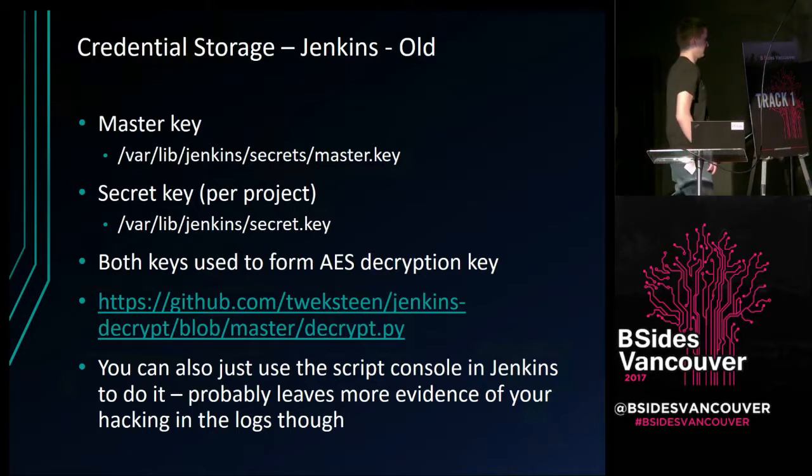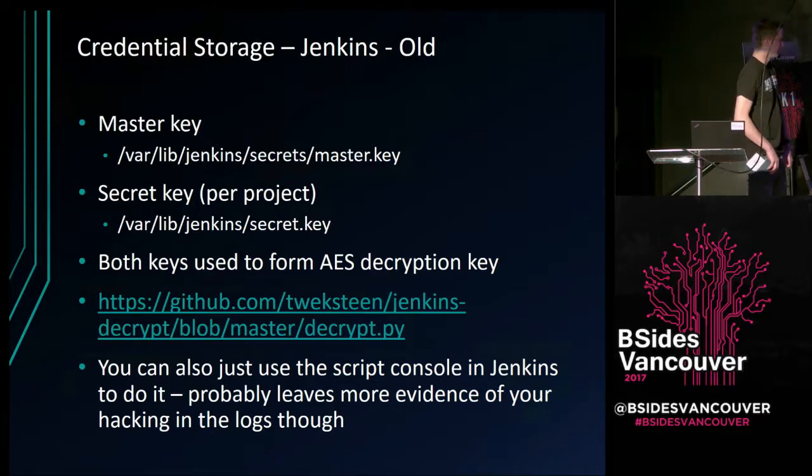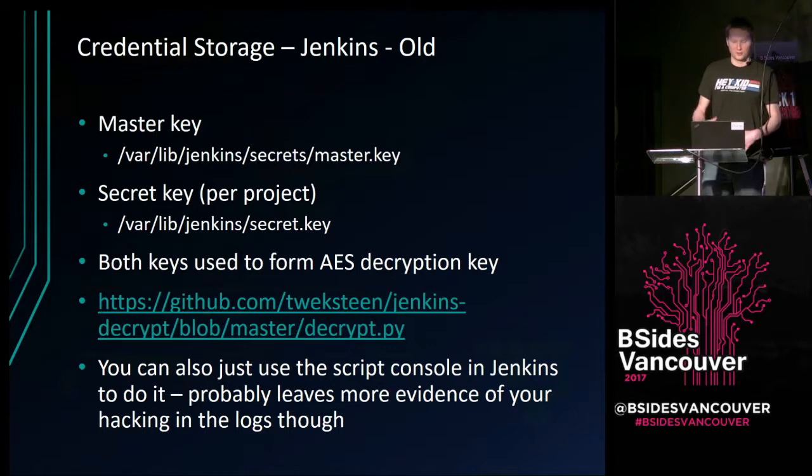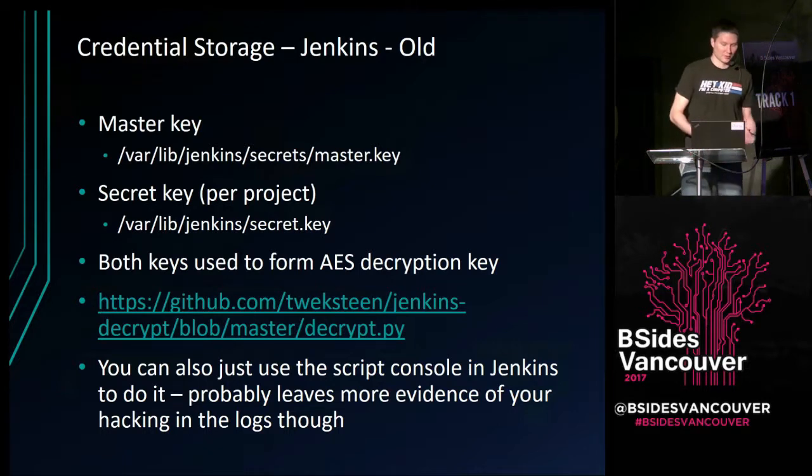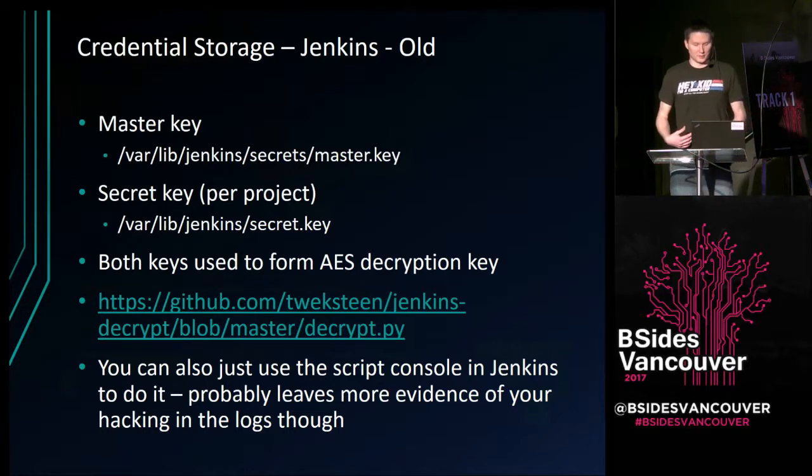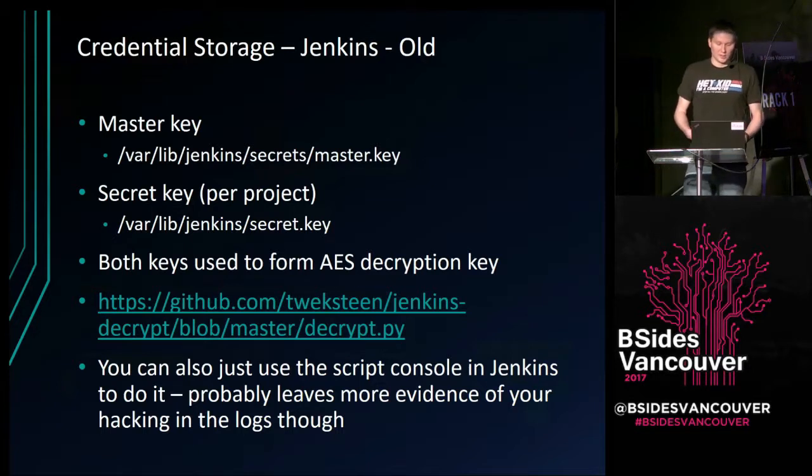Jenkins used to, up until sometime in 2014-15, have a master key and a secret key. I don't think it was actually per project; I think that was just a thought at one point in time. Then they take a SHA-256 of one of them and transform the other a little bit, combine them together to get an AES decryption key for the secrets stored in the credentials.xml file.